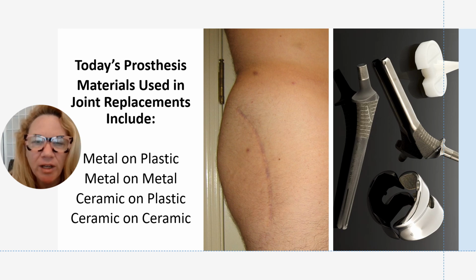On the far right, you can see the materials used in joint replacements. And you can have metal on plastic, metal on metal, ceramic on plastic, ceramic on metal. In the upper right-hand corner, you'll be able to see that plastic that I talked about where particles can break off from the prosthesis and get into the bloodstream and travel to the heart and brain and cause problems.